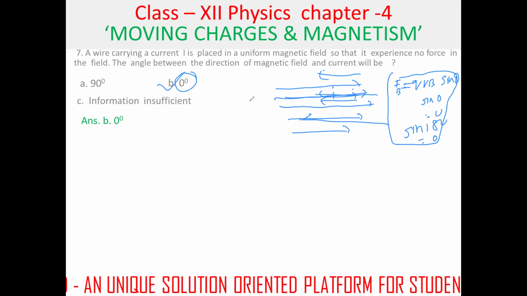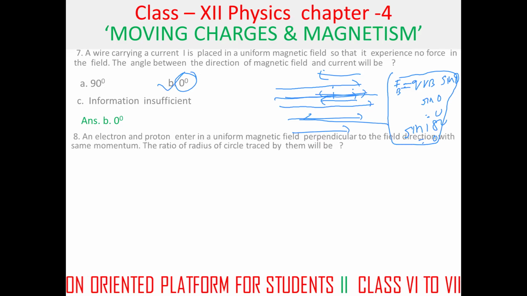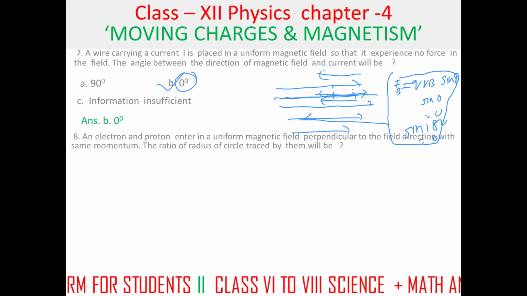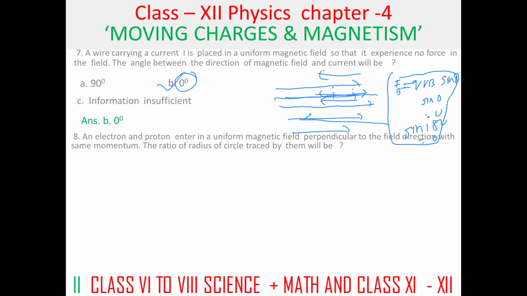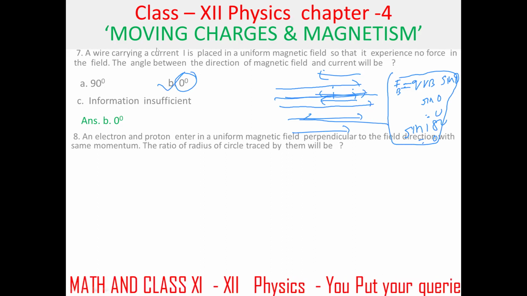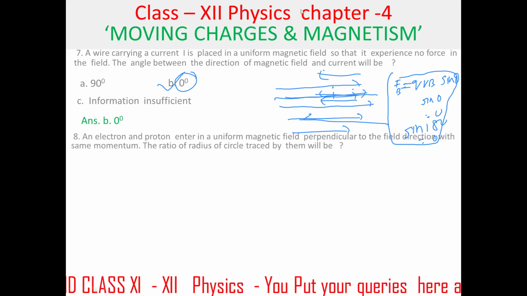Now go to the next question. An electron and a proton enter a uniform magnetic field perpendicular to the field direction with the same momentum.